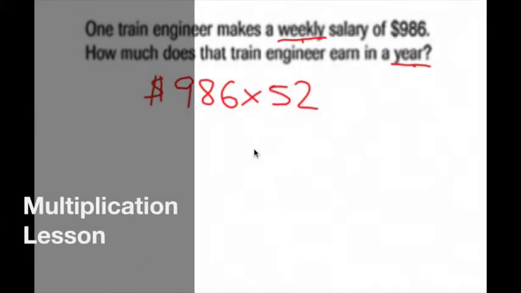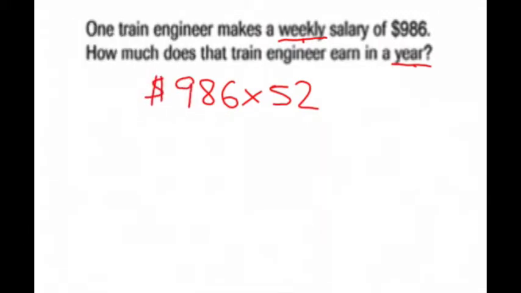One trained engineer makes a weekly salary of $986. How much does that trained engineer earn in a year? So we need to solve 986 multiplied by 52 in order to figure out what the yearly salary of the trained engineer is going to be. I'm going to show you 3 ways to solve this problem.